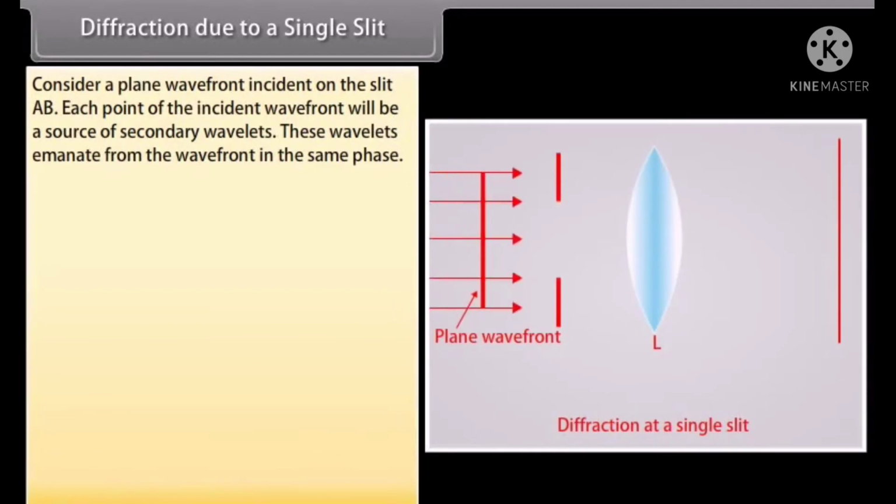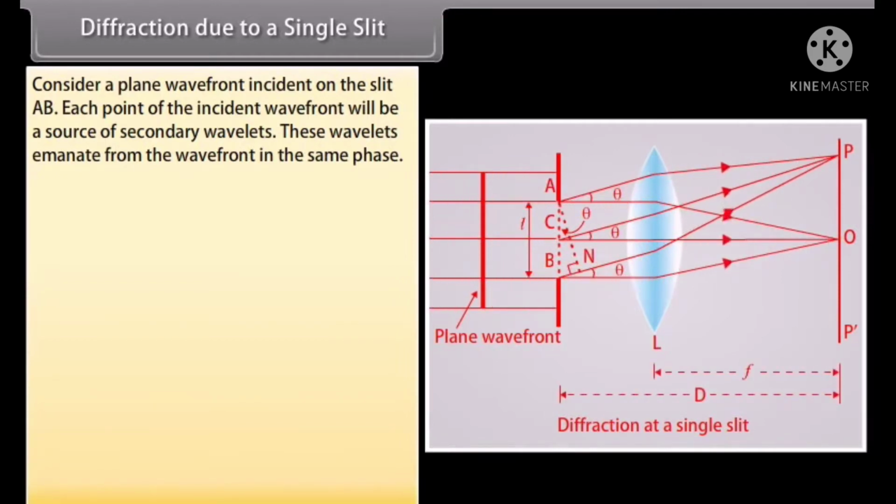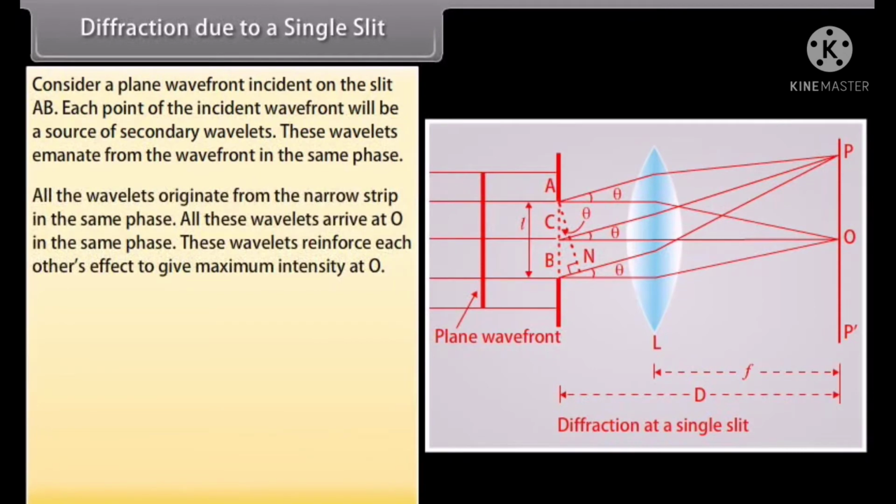Diffraction due to a single slit. Consider a plane wavefront incident on the slit AB. Each point of the incident wavefront will be a source of secondary wavelets. These wavelets emanate from the wavefront in the same phase. To understand the formation of the central maximum, the slit can be imagined to be divided into a number of very narrow strips of equal width parallel to the slit. All the wavelets originate from the narrow strip in the same phase. All these wavelets arrive at O in the same phase. These wavelets reinforce each other's effect to give maximum intensity at O.